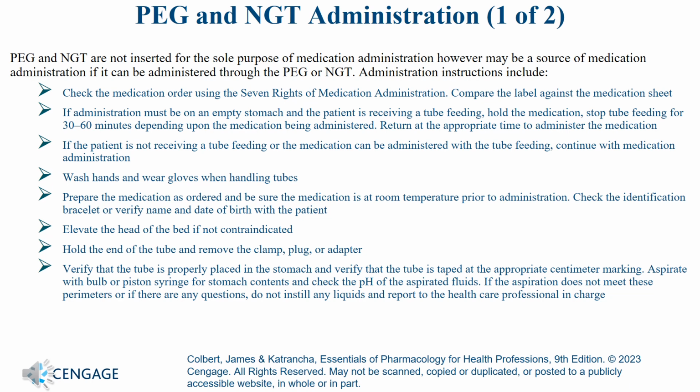If the medication must be given on an empty stomach and the patient is receiving a tube feeding, hold the feeding. Stop the feeding for 30 to 60 minutes, depending upon the medication being administered. Return at the appropriate time to administer the medication. If the patient is not receiving a tube feeding or the medication can be administered with the tube feeding, continue with medication administration. Always wash your hands and wear gloves when handling tubes.